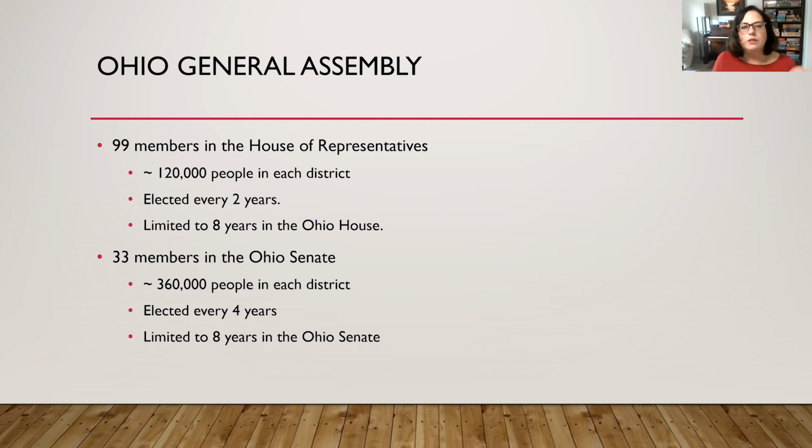There are 3 House districts in every Senate district. So there are 33 members in the Ohio Senate, each of them representing about 360,000 people. Their terms are 4 years, and they are also limited to 8 years. Now, sometimes people go back and forth, where they spend 8 years in the House, and they spend 8 years in the Senate, and then they spend 8 years in the House, etc. There are a number of people that do that, but you cannot keep the same seat for more than 8 years.